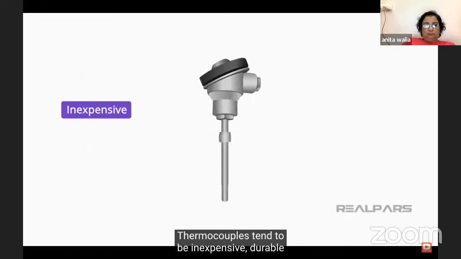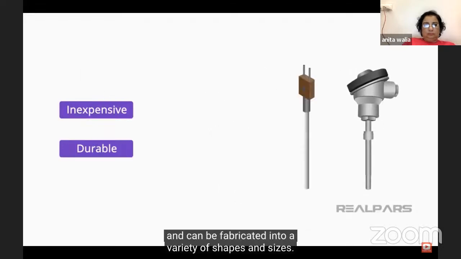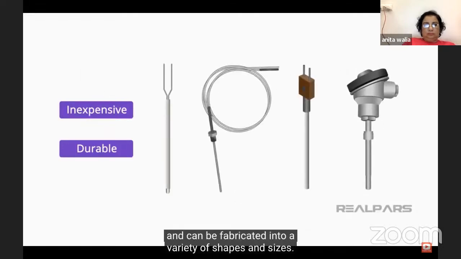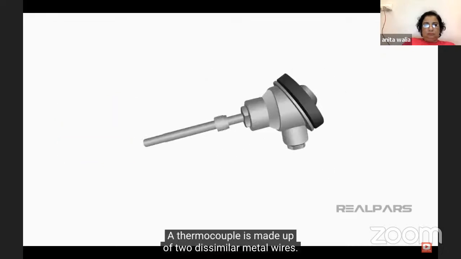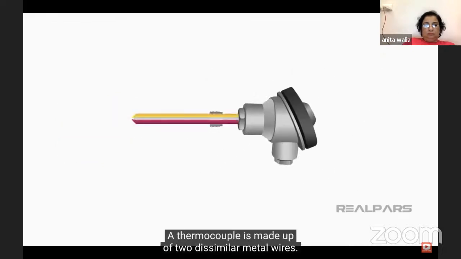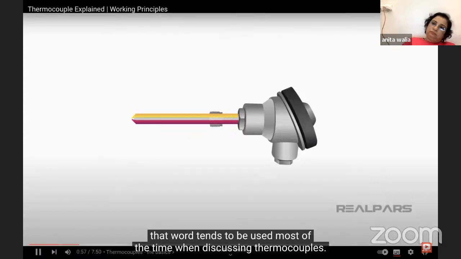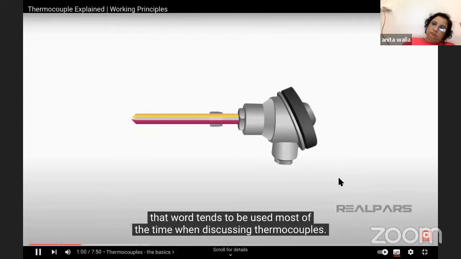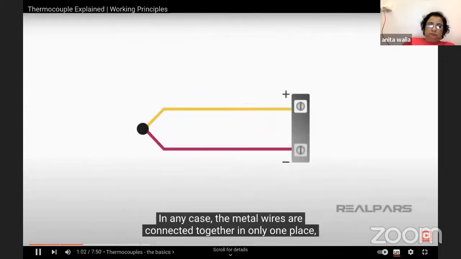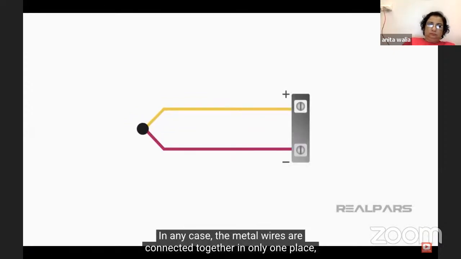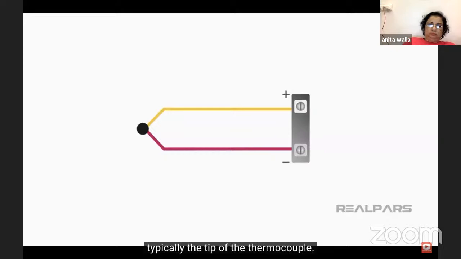Thermocouples tend to be inexpensive, durable, and can be fabricated into a variety of shapes and sizes. A thermocouple is made up of two dissimilar metal wires. Dissimilar is just a fancy way of saying different, but for some unknown reason, that word tends to be used most of the time when discussing thermocouples. In any case, the metal wires are connected together in only one place, typically the tip of the thermocouple.